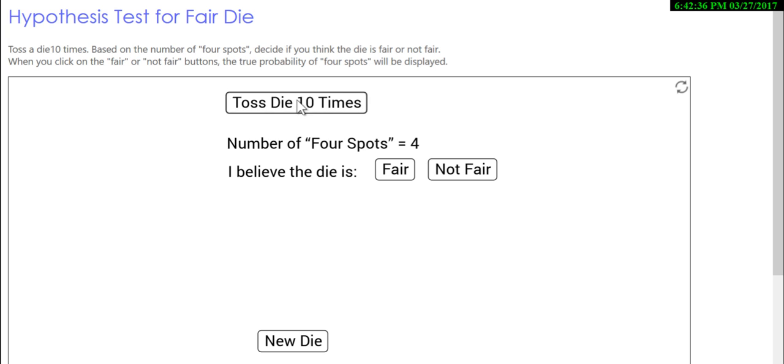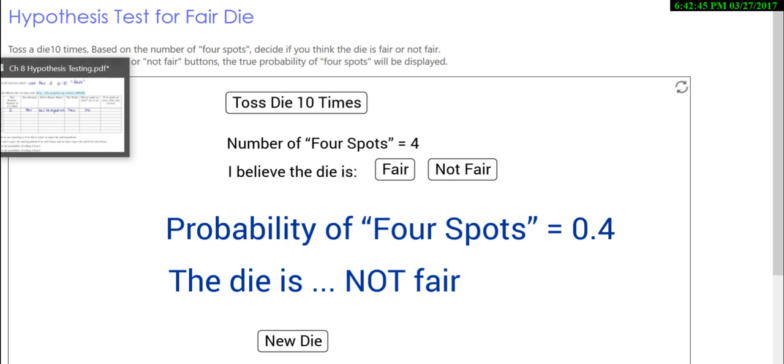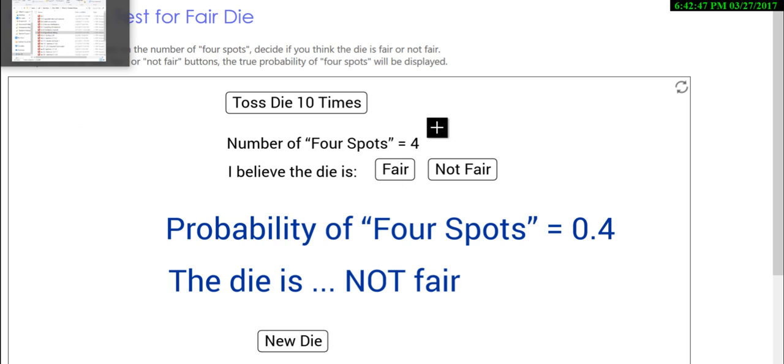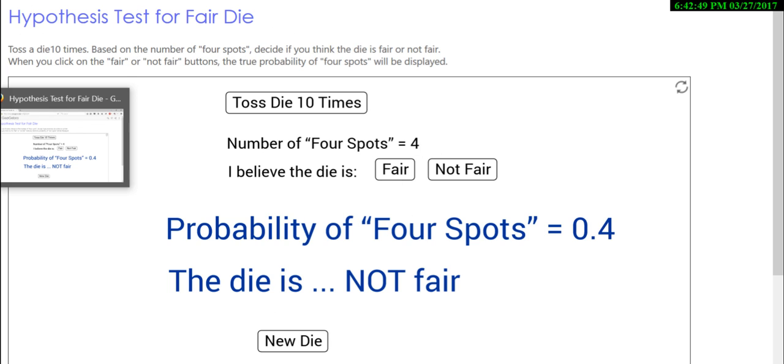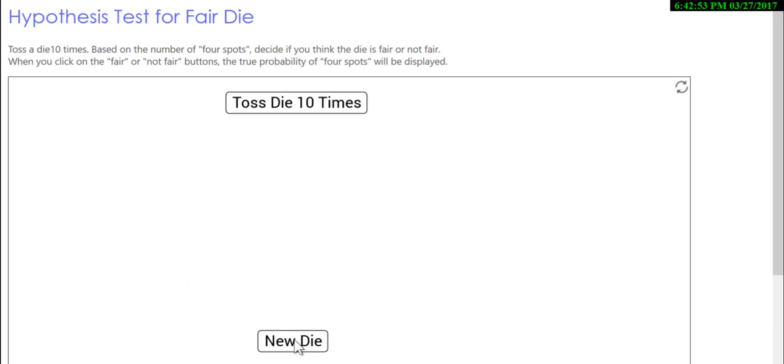And then I'll probably just keep doing dice until I can see a type 1. So here's 4 4s. I believe that it's fair. Oh, but it was not fair. So you guys can write that one down if you want. And keep going. That would actually once again be a type 2.